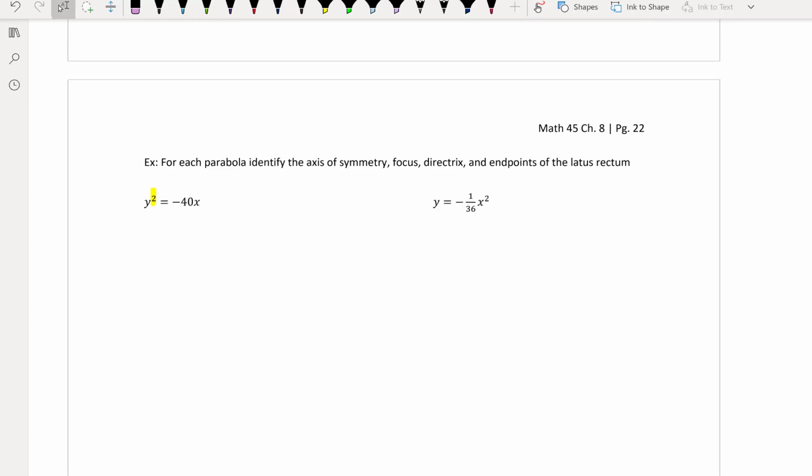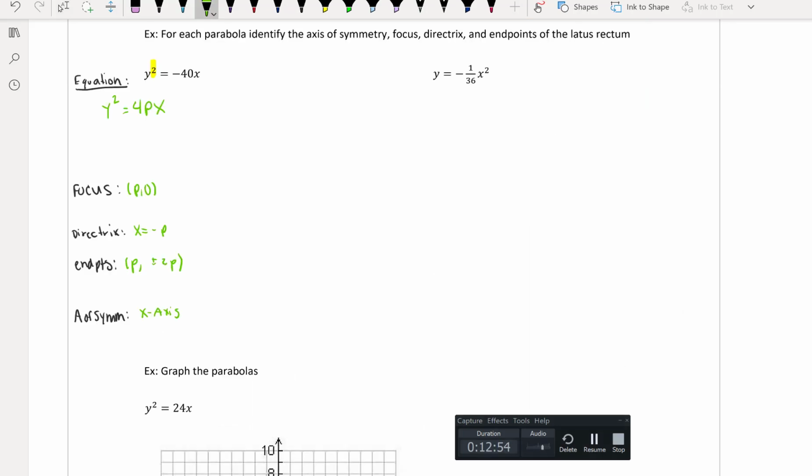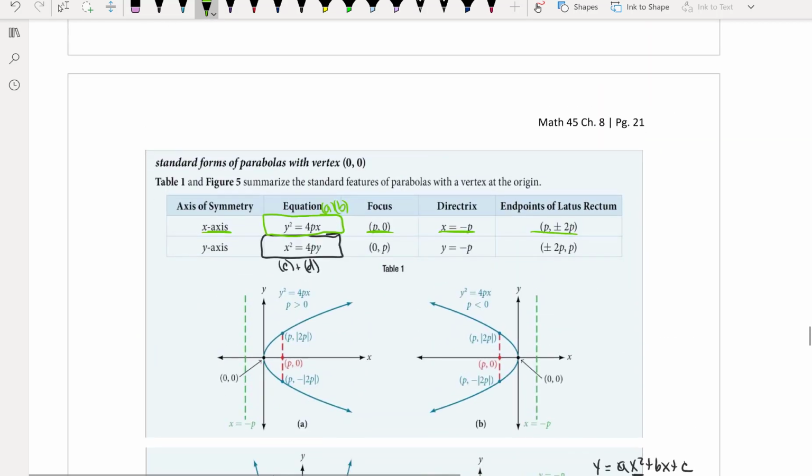So I'm going to go ahead and copy that down. Okay, so what I did is I just looked at that chart and I copied it down for my information. So I have the equation, which is that y squared is equal to 4px. I copied down the formula for the foci, for the directrix, the endpoints, and the axis of symmetry. In case you were wondering, all I did was copy everything that was outlined in green.